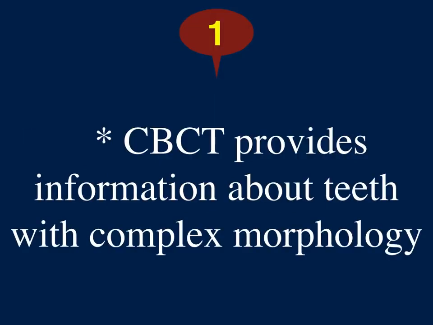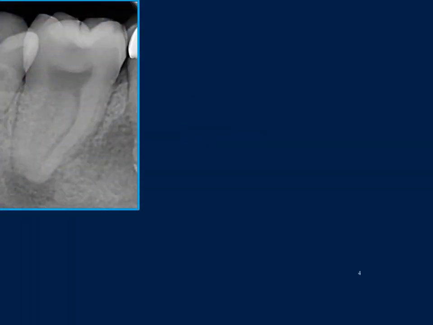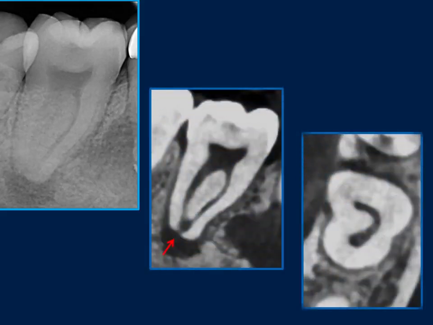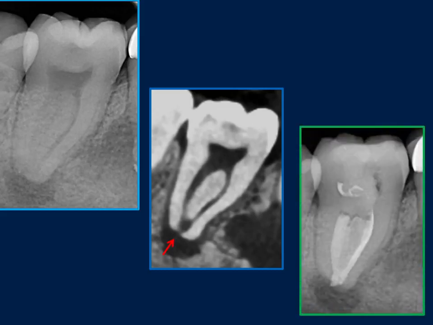You can look at this case here where we need more information about such anatomy. So this lower second molar shows two roots, but we need additional information about the configuration of those roots. So once we take CBCT, it will show us the C-shaped canal, which will enable us to clean, shape, and predictably obturate such morphology.